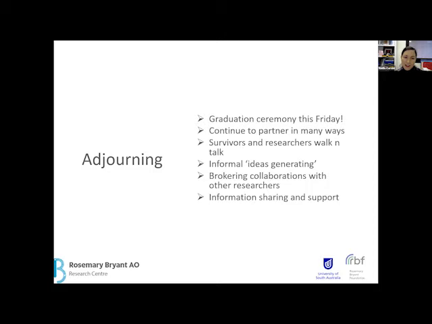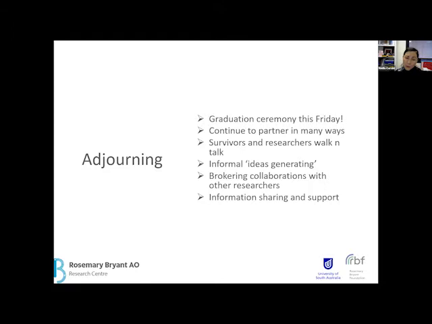And as we know, every project comes to an end, and we are celebrating the end of this wonderful partnership with Imogen's PhD graduation ceremony tomorrow. But we also continue to partner in many ways. For example, Julie has initiated a survivors and researchers walk and talk, where researchers from different institutions in SA get together on Fridays and we discuss research and collaboration opportunities.